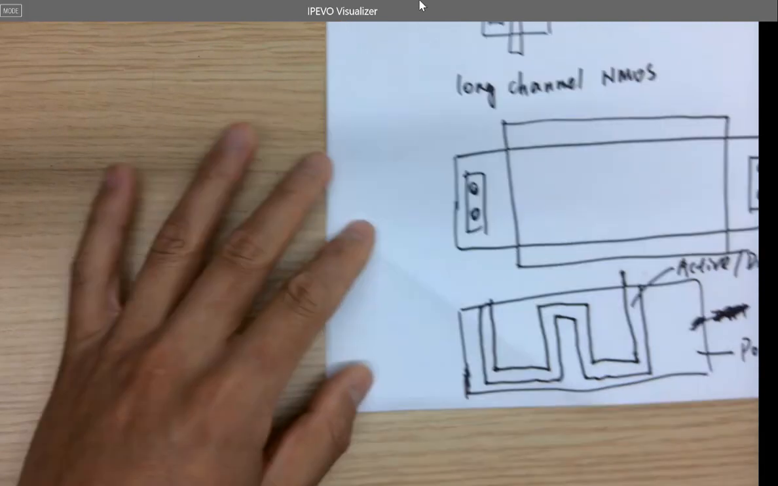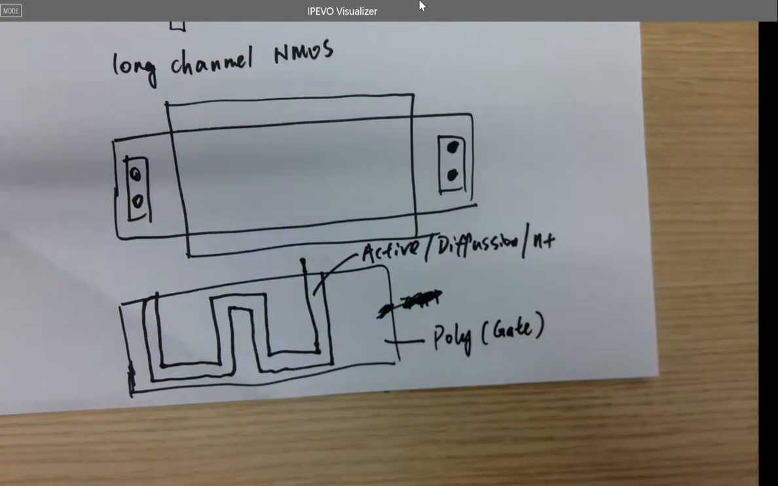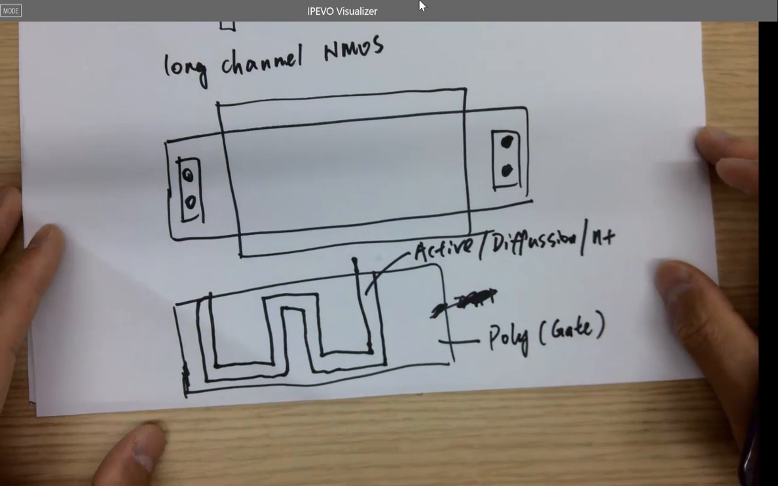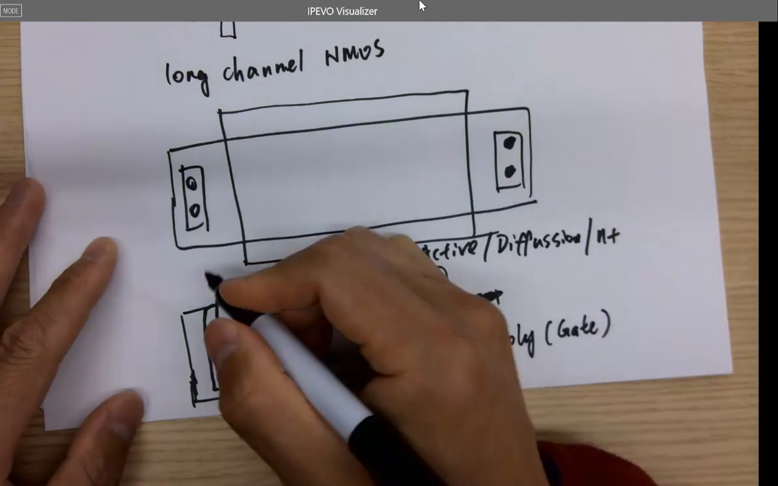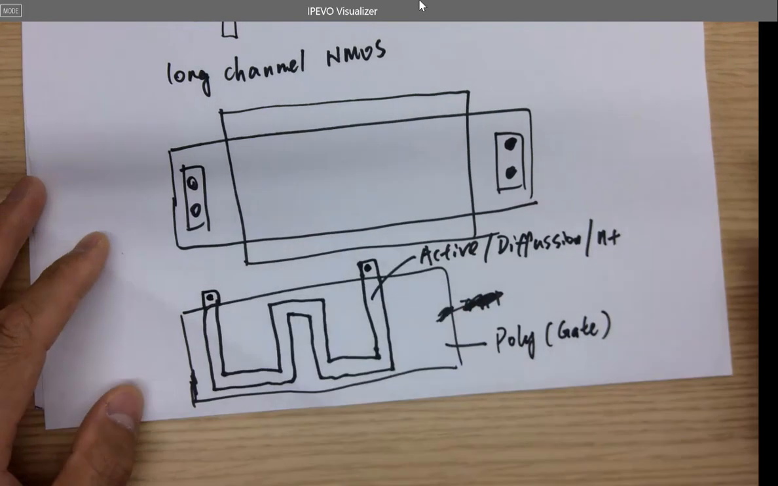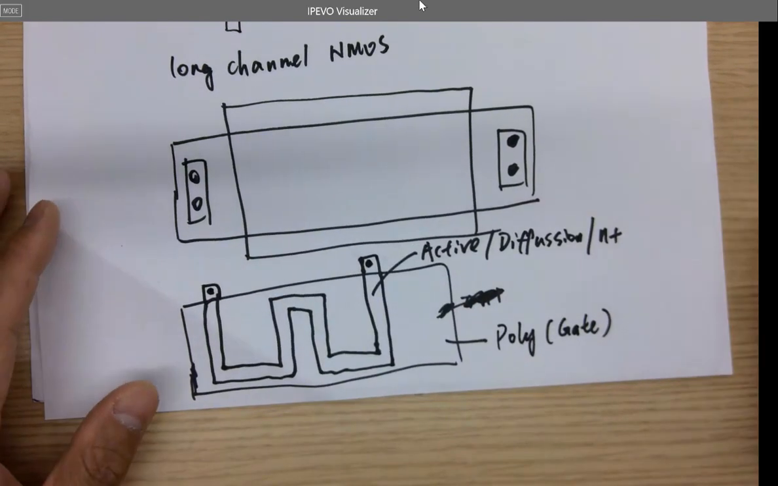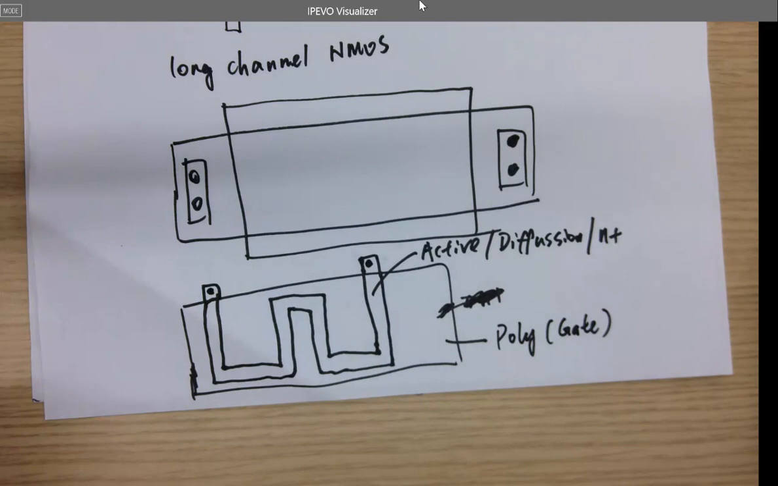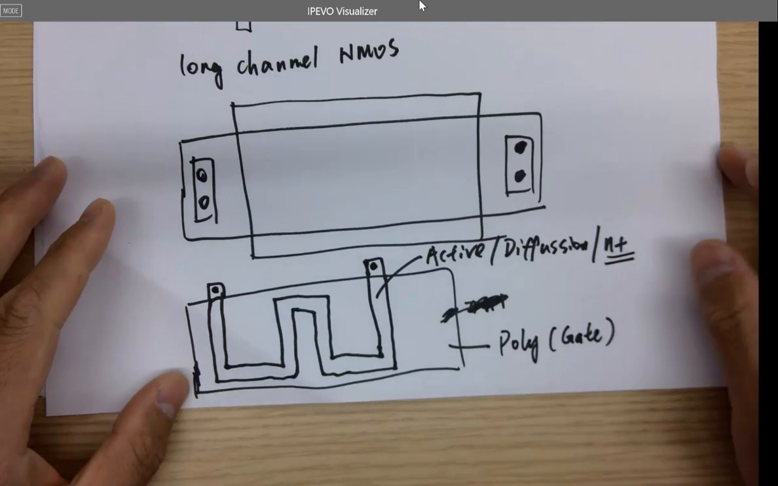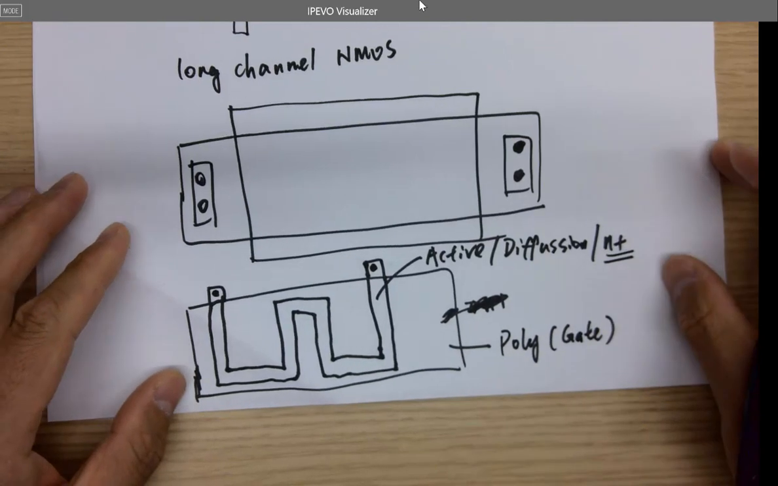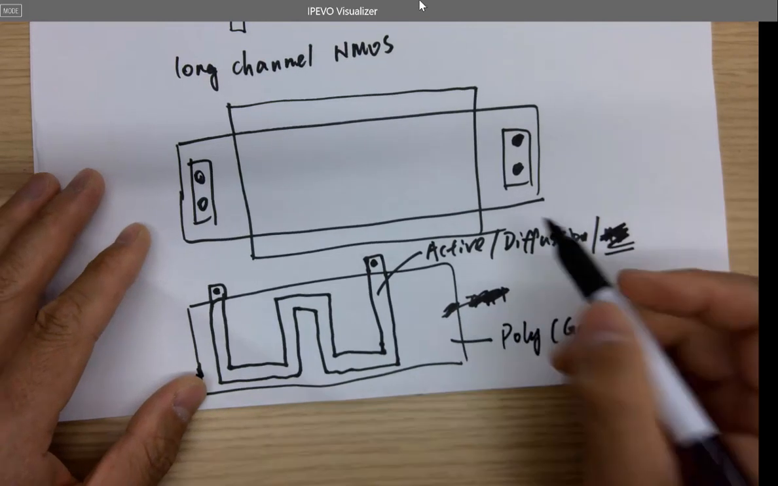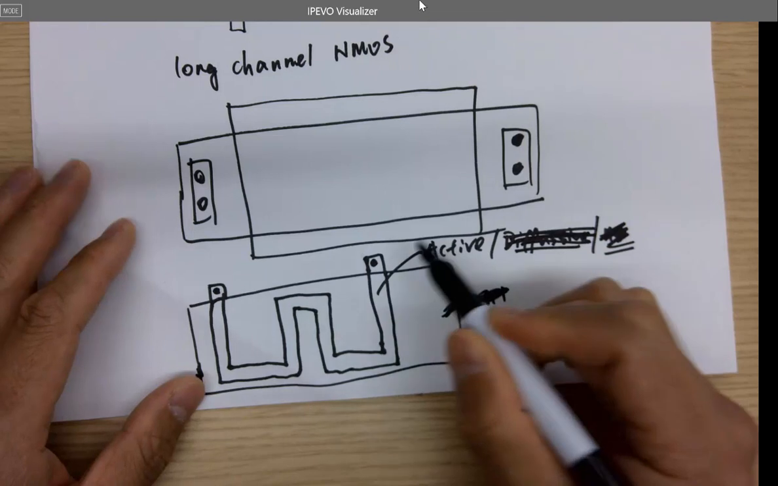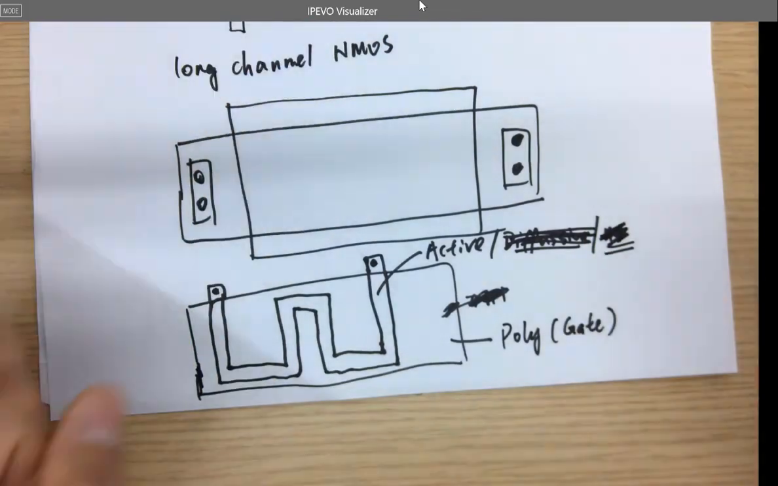So will this be a long channel transistor? You can have a terminal here, like a via connect to metal 1. So the channel is N plus, right? No, channel is not N plus. Channel is active. It's not even diffusion, sorry. So channel is just the active. It's the opening on Fox. Okay.